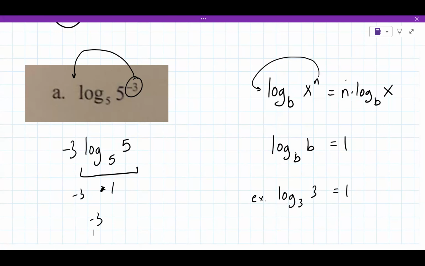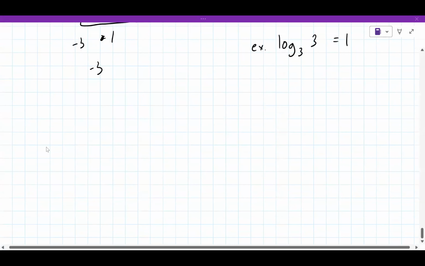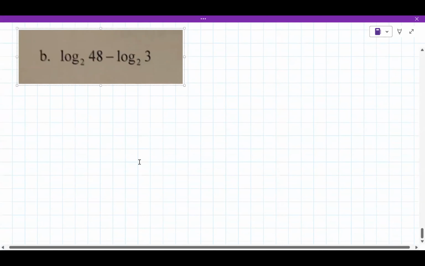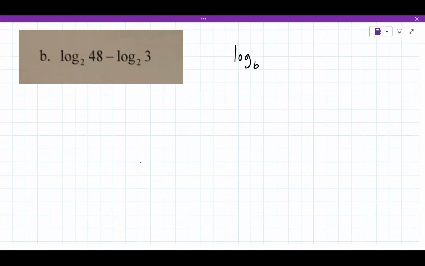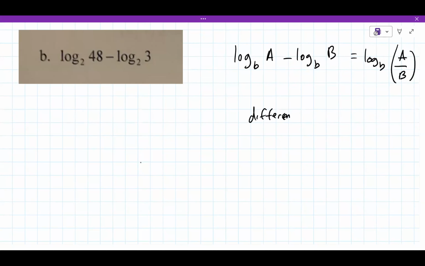So letter B here, we've got to do another one. The next property is log base b of a minus log base b of B equals log base b of a divided by B. And this is sometimes referred to as a difference, referring to that right there, a quotient.